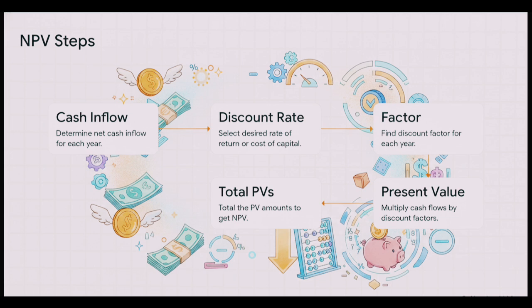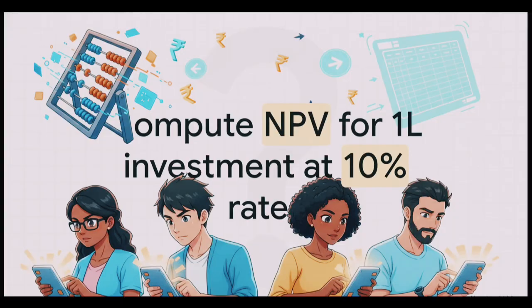Step 1. Determine the net cash inflow for each year. Step 2. Select your discount rate or cost of capital. Step 3. Find the discount factor for each year. Step 4. Multiply the cash flows by these factors to determine your present values. And finally, Step 5. Total all the PVs and subtract your initial investment. Pretty simple, right? Okay, let's test that combo on example 43 together.